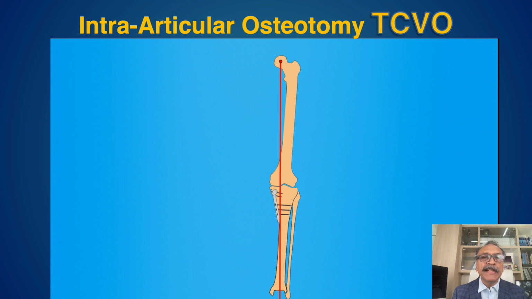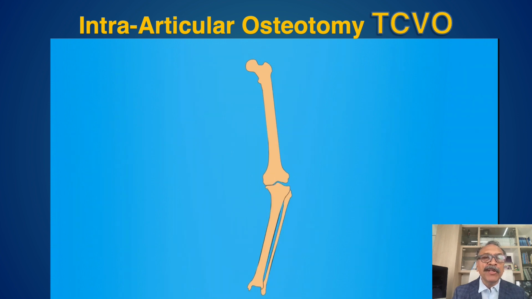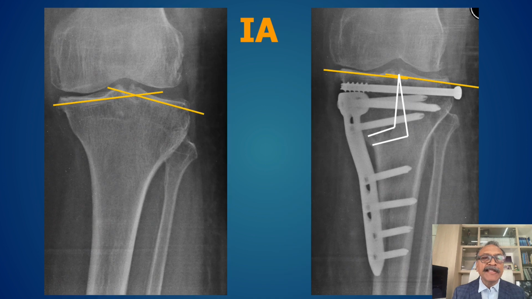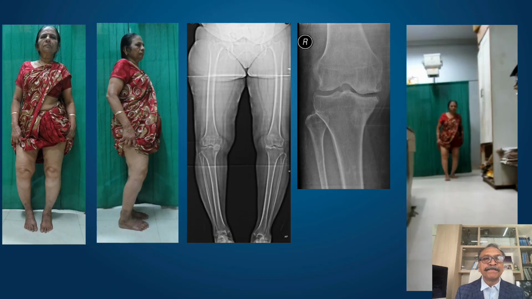It does not completely eliminate it, and it may or may not completely correct the joint line, the mechanical axis. So this is the intra-articular L-shaped osteotomy. This is how it opens. Now, just a couple of examples.